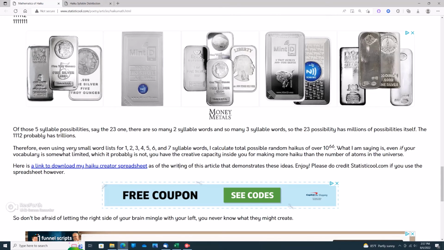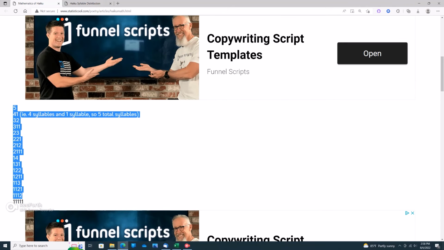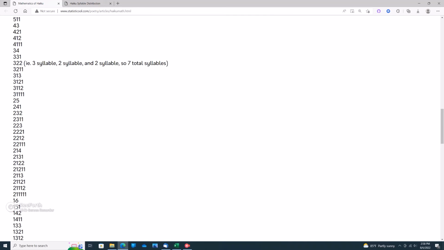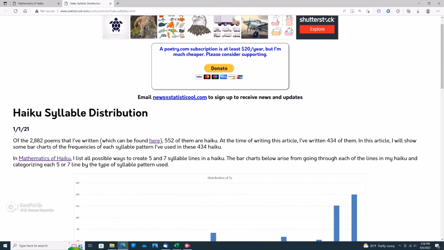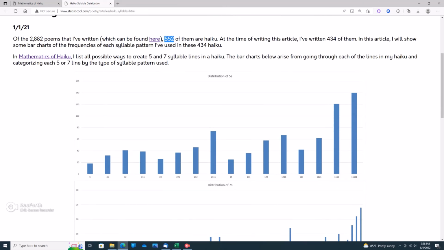The last thing I was interested in was, of these syllable structures, like the fives and the sevens, which ones have I written in my poetry? So I have this haiku syllable distribution article where I literally go through the haikus I've written. At the time, I had only written about 430 of them. I'm up to about 550 now. I categorized all the syllable patterns I've used and made a bar chart.